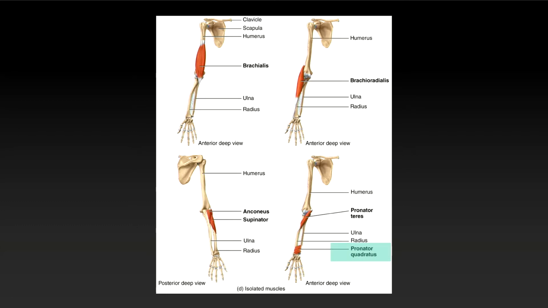What else pronates the forearm? Anything with pronator in the name. Pronator quadratus. Pronator quadratus spans both the ulna and the radius, and it's a quadrilateral shape, roughly square or rectangular, hence the name pronator quadratus. If I asked you what nerve innervated pronator quadratus, being in the anterior compartment of the forearm, what would you say?